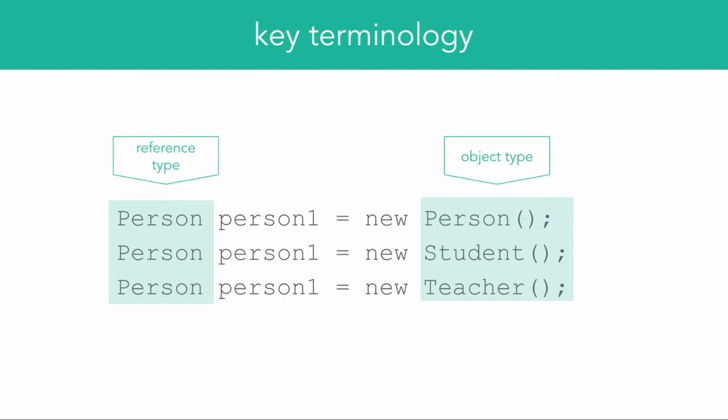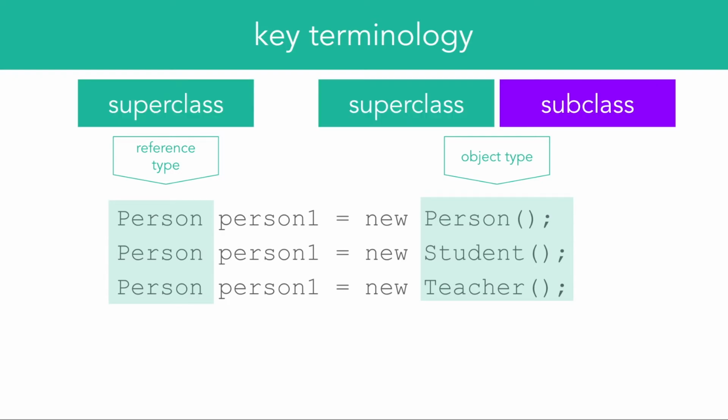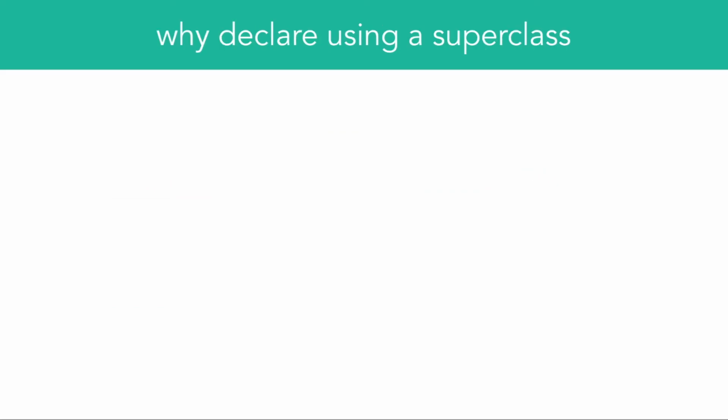In this example, the reference type or superclass is person. Notice on the right, I can instantiate using a person, a student, or a teacher constructor. Notice, when the superclass is the reference type, you can have either a superclass or a subclass as the object type. So why would we do this? The short answer is to facilitate polymorphism. We can take advantage of that in several ways.